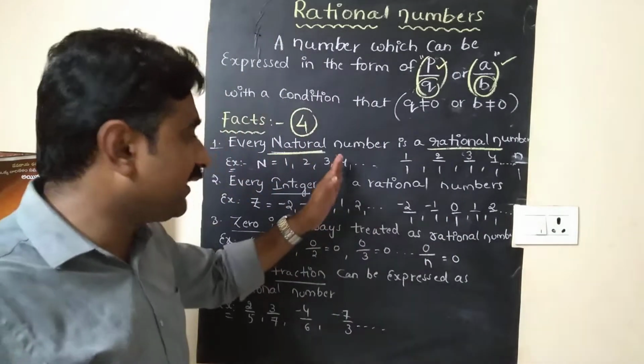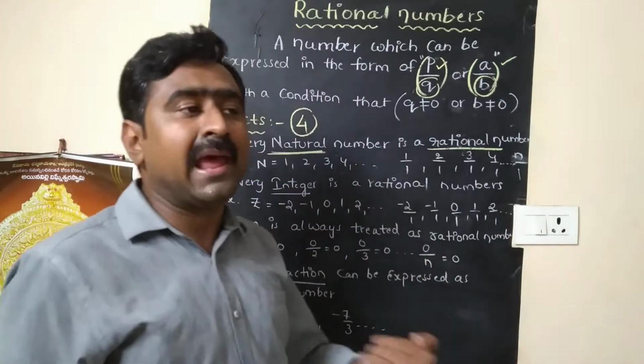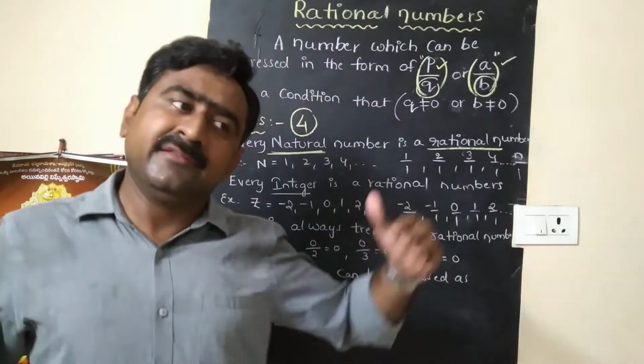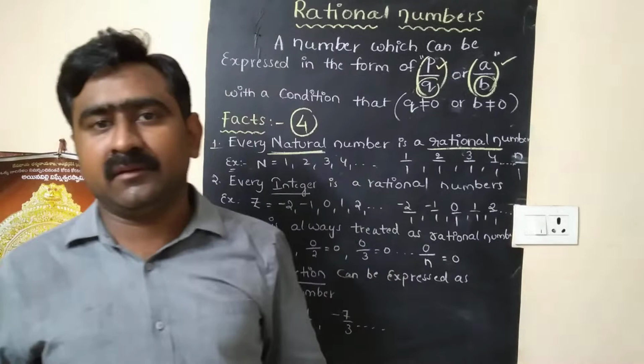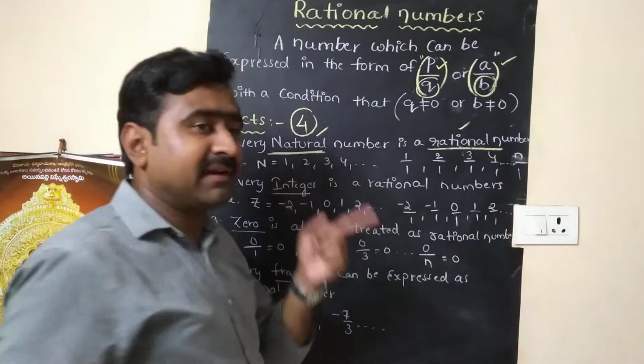Correct or not? For example, if I take 5, 5 by 1. If I take 10, 10 by 1. If I take 9, 9 by 1. Like that, 1 by 1, 2 by 1, 3 by 1, 4 by 1, 5 by 1. How many terms are there? For example, if I have n terms, n by 1. So finally you can say that every natural number can be expressed as a rational number, that is nothing but p by q form.